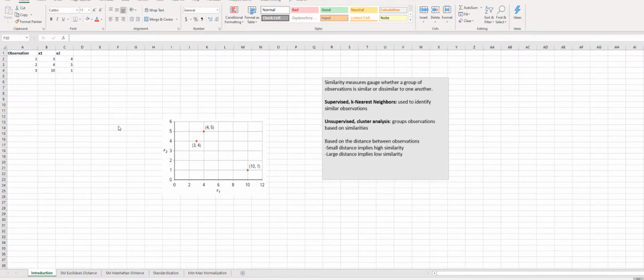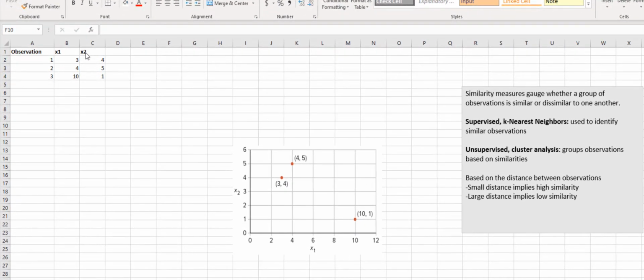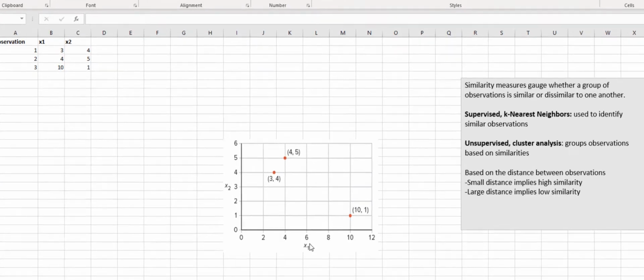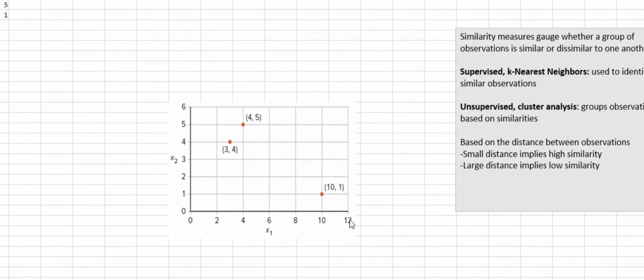So here on the screen you see three observations, and these three observations have x1 and x2 coordinates. x2, as you know, is the y-axis and x1 is the x-axis. And this figure plots these observations. You can clearly see that observations 1 and 2 are closer to each other, implying they are similar to each other. Also, you can see that observation 3 is dissimilar from observations 1 and 2. Therefore, by visualizing the data, you can find similar and dissimilar observations.